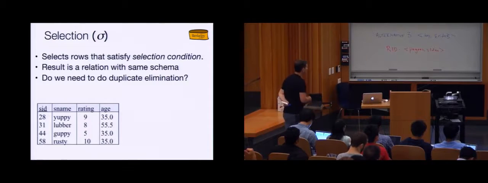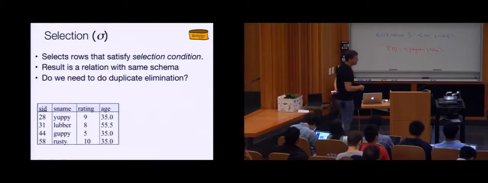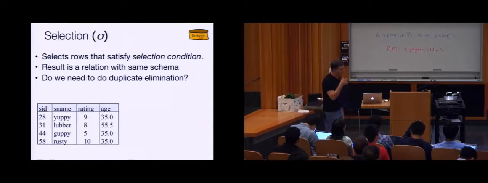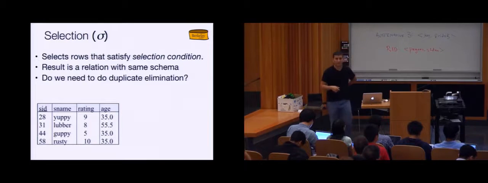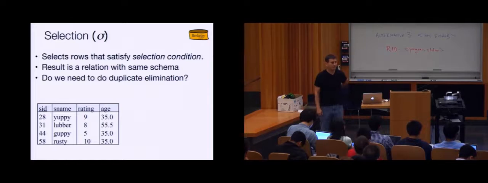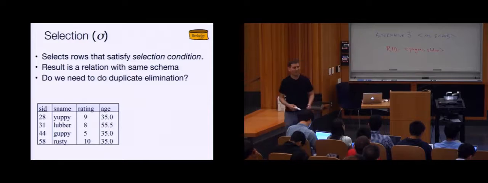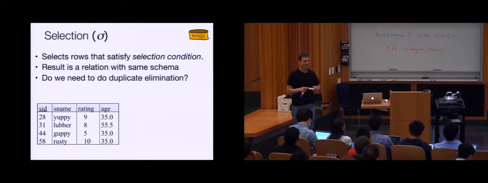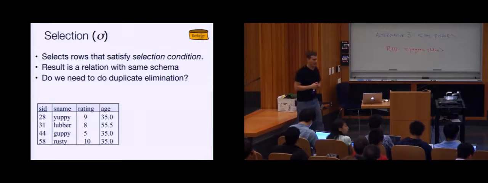a true-false expression. And the result is a relation with the same schema, because we're just picking rows out. Those rows will look just the same at the output as they do in the input. So the schema of the output is the same as the schema of the input. Do we need to do duplicate elimination for selection in order to maintain our no duplicates rule? Anybody? How many people think that we need to do duplicate elimination after selection? Please raise your hand. How many people think we do not have to do duplicate elimination after selection? Please raise your hand. Maybe it's an obvious point.